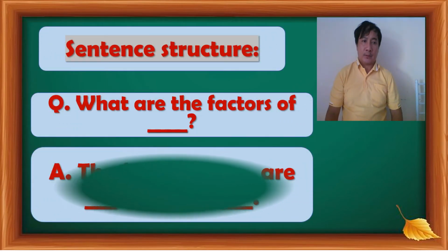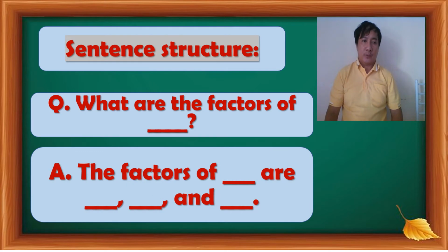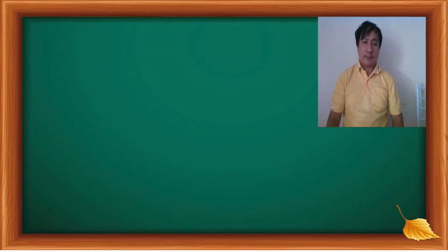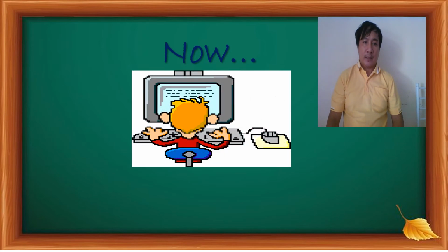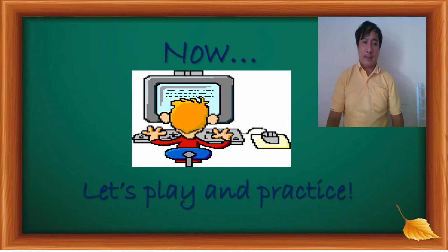Sentence structure. Question. What are the factors of blank? Answer. The factors of blank are blank, blank and blank. Now, let's play and practice.